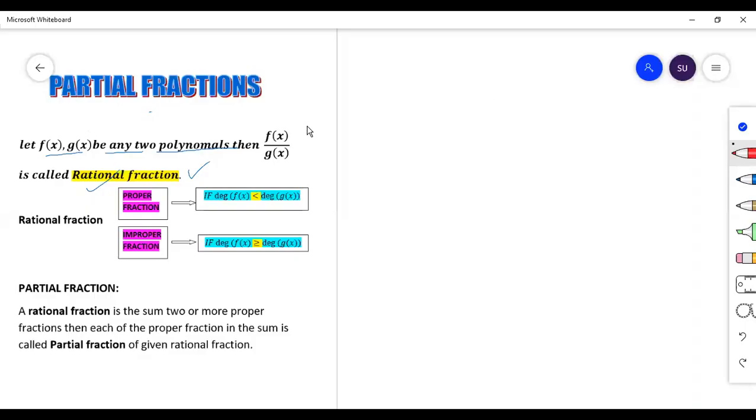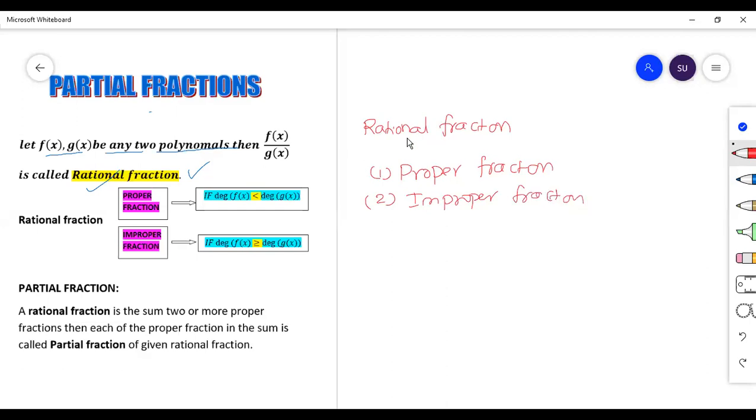So a rational fraction is of two types. One is proper fraction. Another one is improper fraction. Then when does a rational fraction become a proper fraction, and when does it become an improper fraction?